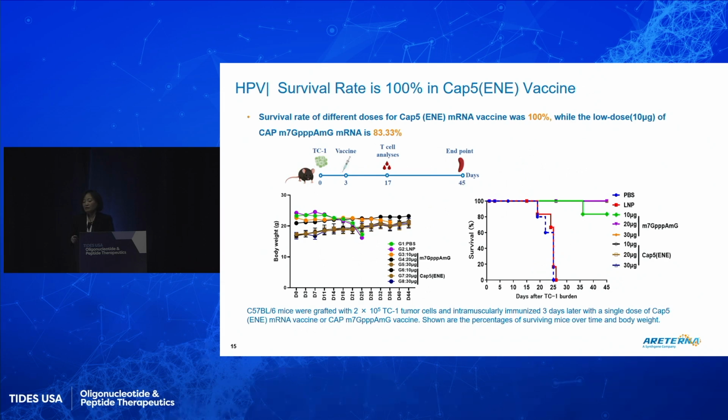And then we look at the survival rate. If you don't give the mice a vaccine, they died around day 25. For the vaccinated mice, you get 100% survival for most of the vaccines, except the low dosage level mRNA vaccine capped with GAG. So here, again, you see Cap5 outperforms GAG, particularly at those low dosage levels.